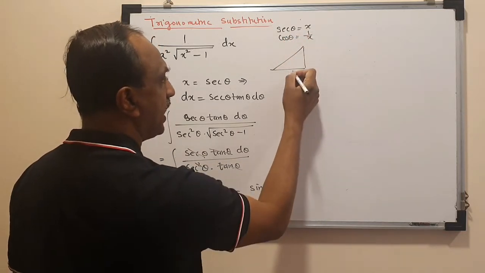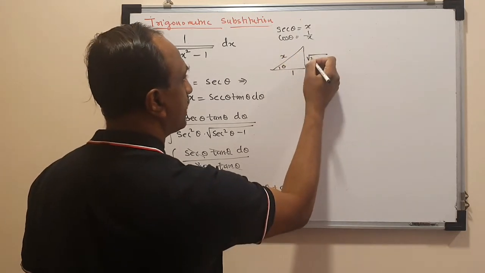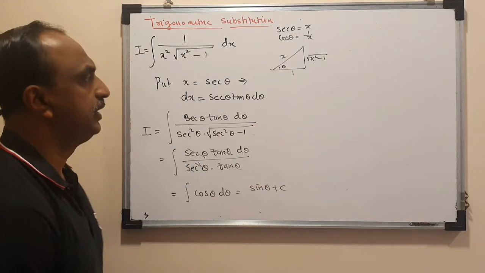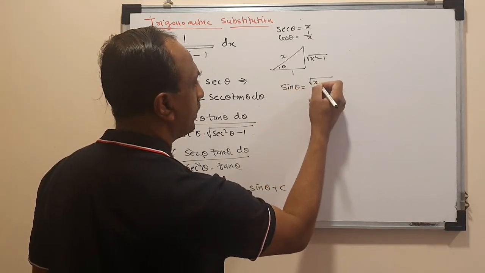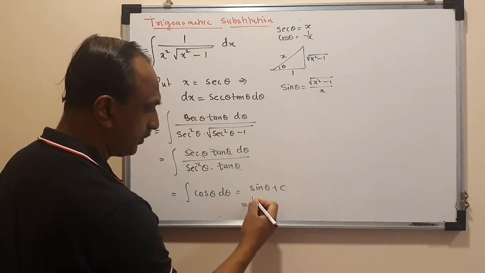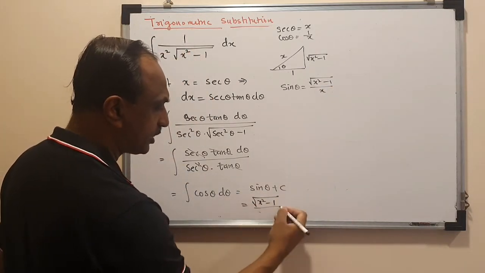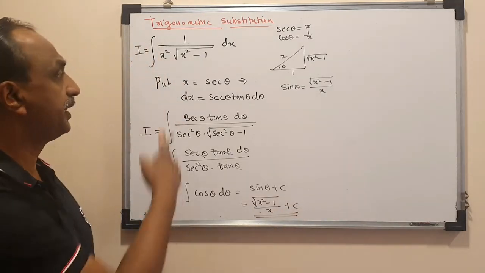So cos theta is adjacent side upon hypotenuse. So the remaining side becomes root of x square minus 1. So sin theta is opposite side by hypotenuse. So instead of sin theta, I can write root of x square minus 1 upon x plus c. This way I can easily simplify this integral.